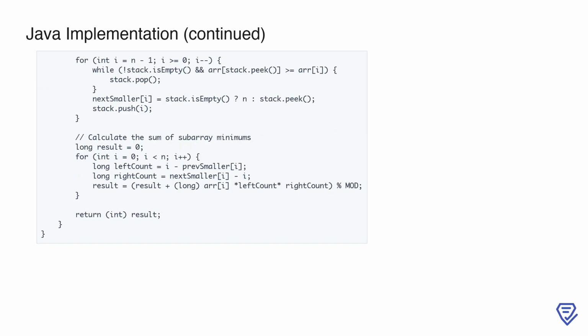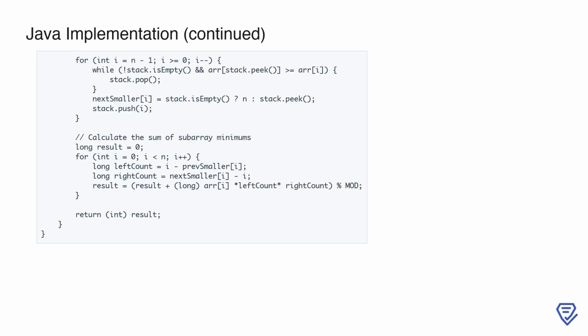Now, we use a similar approach to determine the next smaller elements, but this time, we iterate from the end of the array towards the beginning. For each element, we maintain the stack to ensure it only contains indices of elements smaller than or equal to the current one. If the top of the stack represents a larger or equal element, we pop it. Once the stack is valid, its top gives us the index of the next smaller element. If the stack is empty, it means no smaller element exists, so we leave the value as n. The current index is then pushed onto the stack.